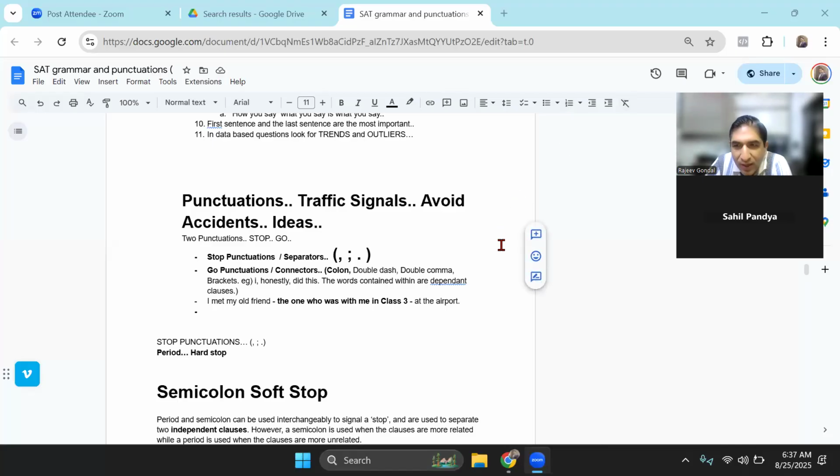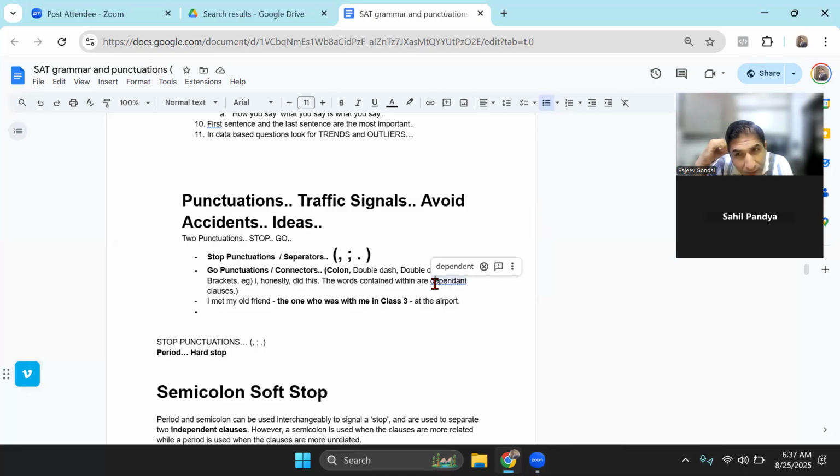Okay, so we are going to go through all the grammar rules today to understand how they are used in SAT and ACT. These rules are common for SAT and ACT. There might be some nuances of difference here and there, but overall, the rules stay the same, right?